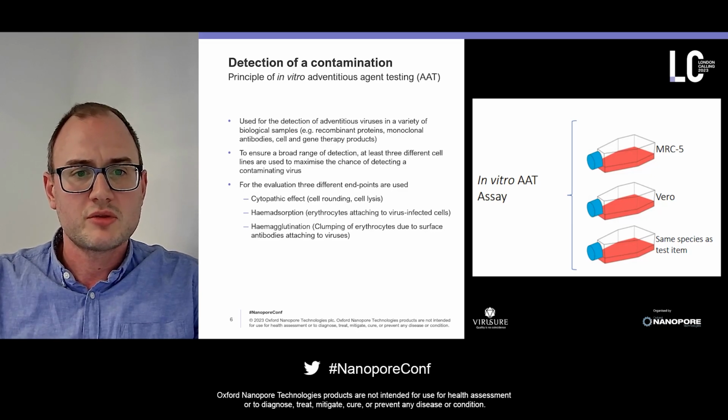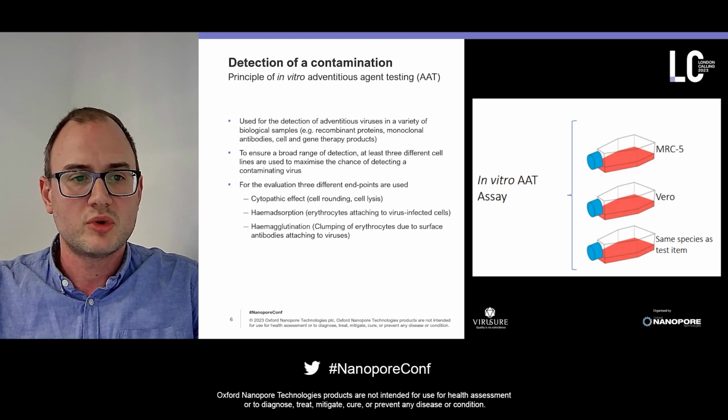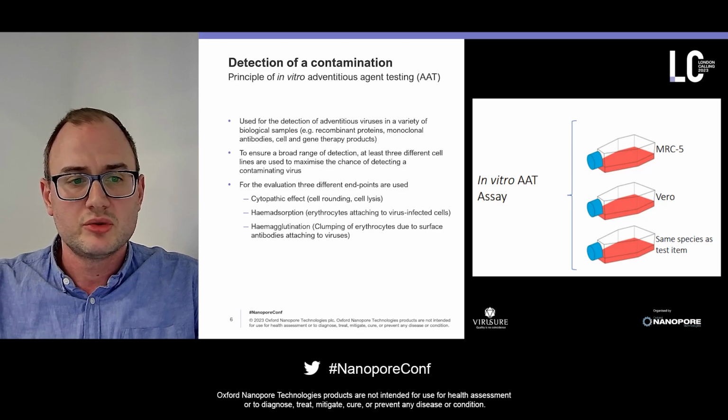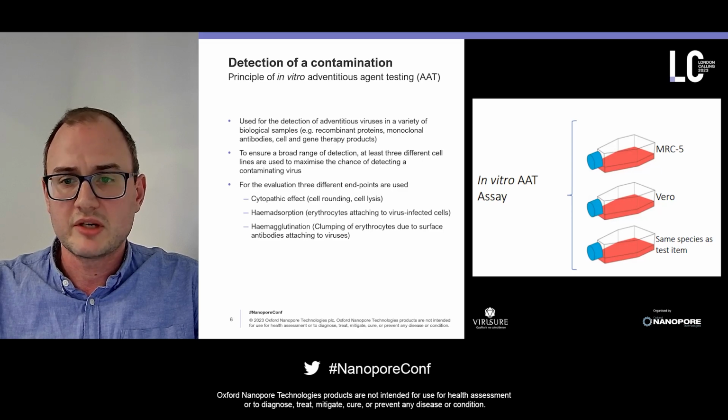For the evaluation, 3 different endpoints are used. One is the cytopathic effect, where we observe cell health over the time of the experiment. Haemadsorption, where we add erythrocytes that attach to virus-infected cells. Hemagglutination, where we observe cell clumping due to surface antibodies attaching to the viruses.